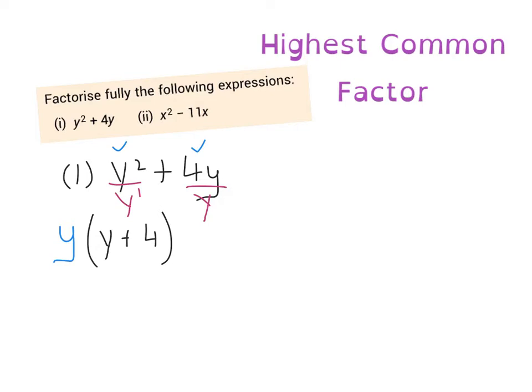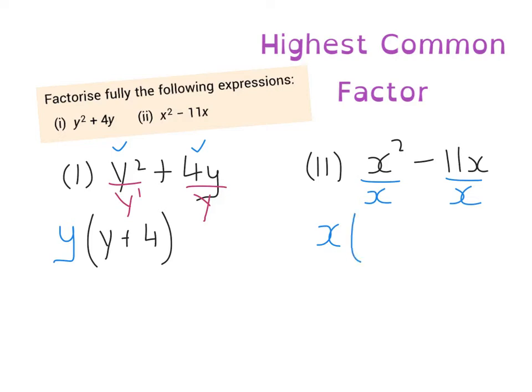And for part 2, we will have an x squared minus an 11x. And again, just as similar as part 1, x is our factor because we can divide both sides by it. And when you divide x into x squared, you are left with x minus 11.